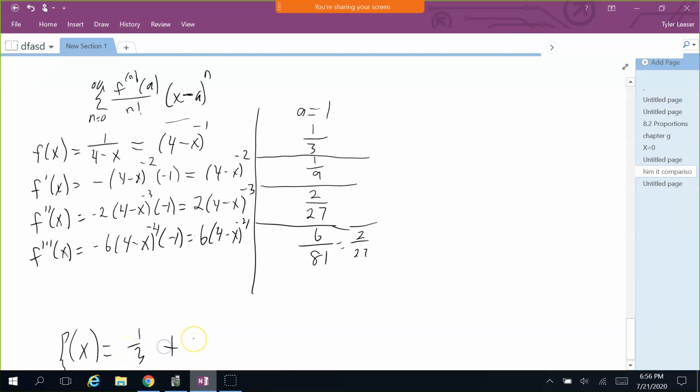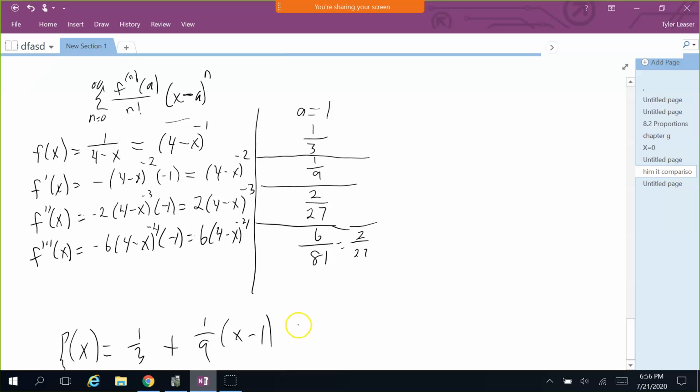Plus, plugging in n to be 1. It's the first derivative at 1. That came out to be the next coefficient, 1/9. That's going to be divided by 1 factorial, which is just 1, times x minus 1 to the 1.